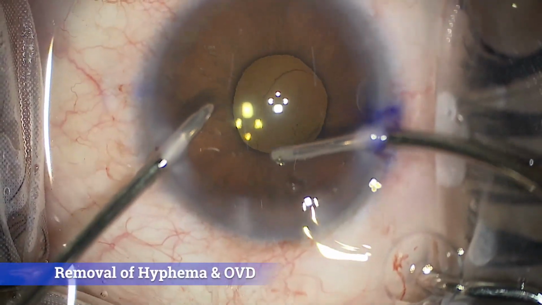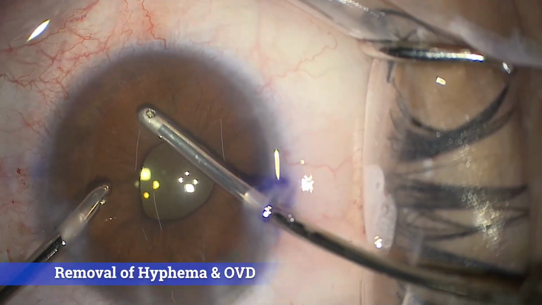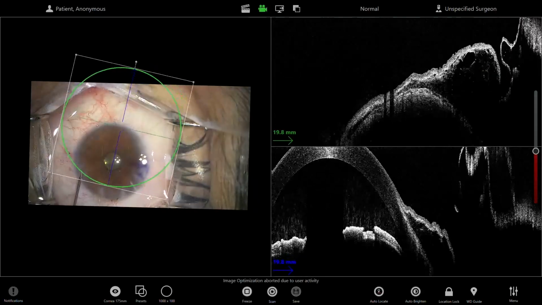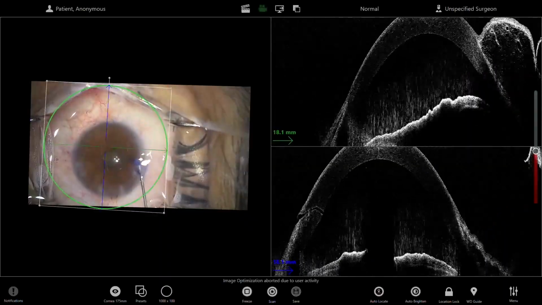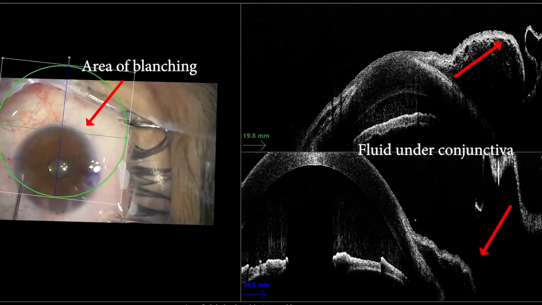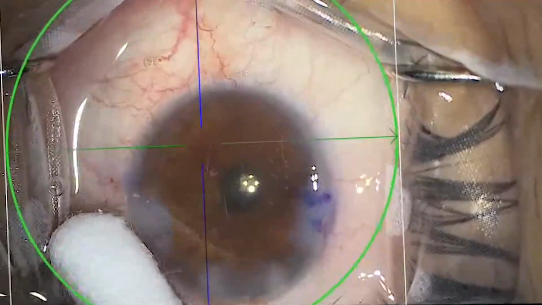After this, the blood and the viscoelastics are removed using irrigation and aspiration. While hydrating the side ports, one can observe blanching of vessels near the area of stents and the fluid under conjunctiva on intraoperative OCT, suggesting their functionality. This is the second post-operative day picture of the eye showing two stents in the nasal angle. One is covered with blood. However, this usually disappears on its own as seen on the 8th post-operative picture.